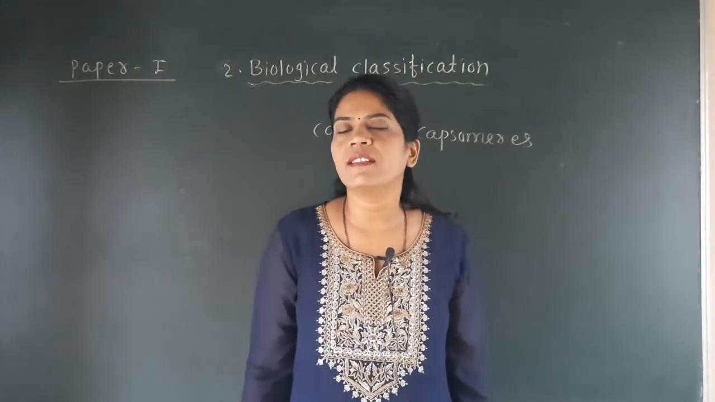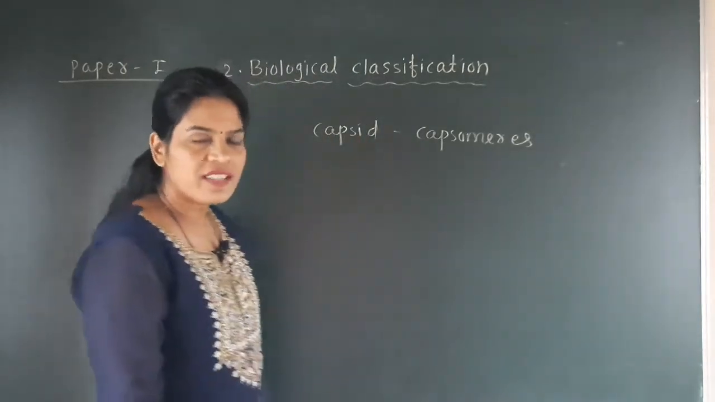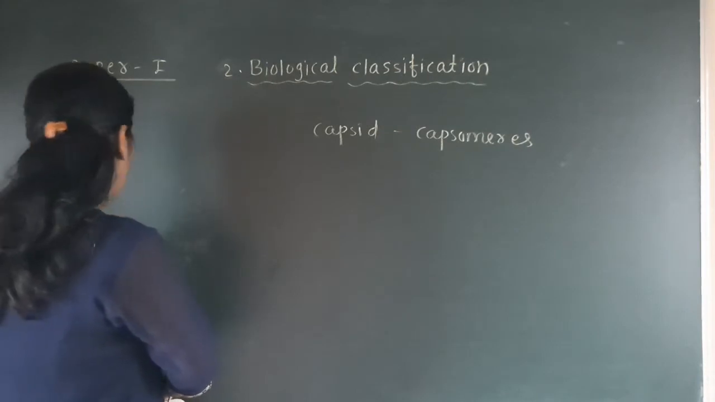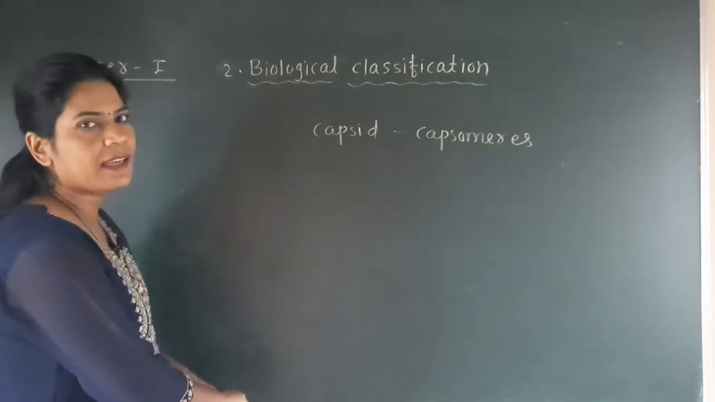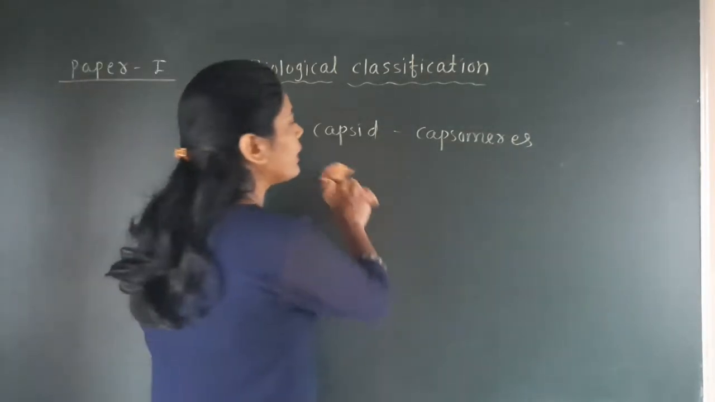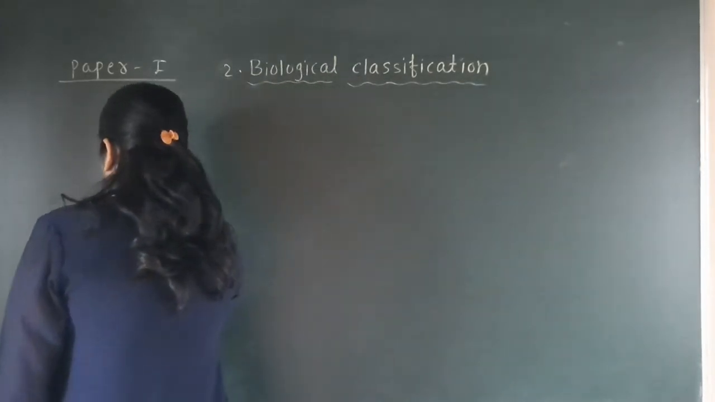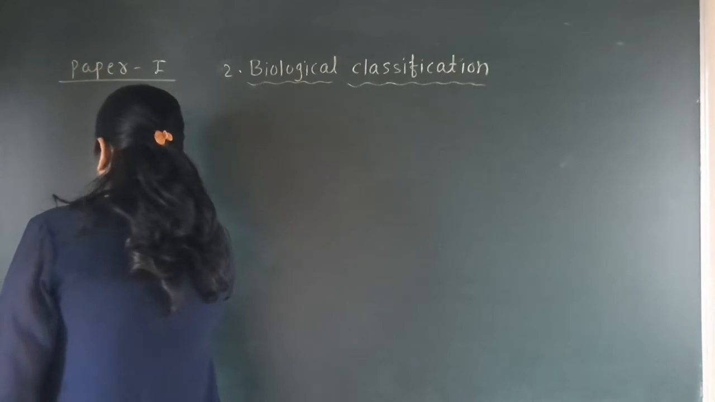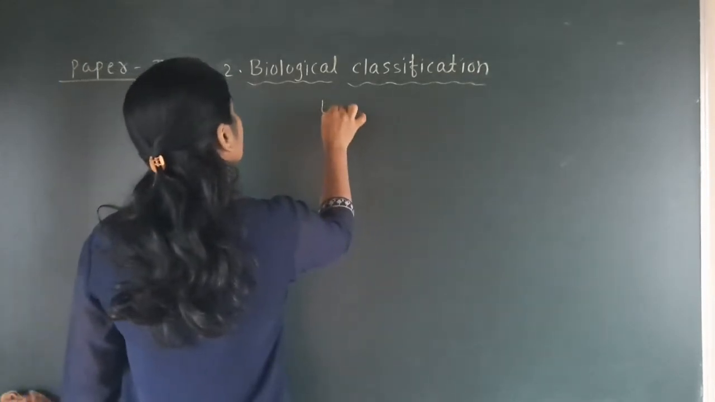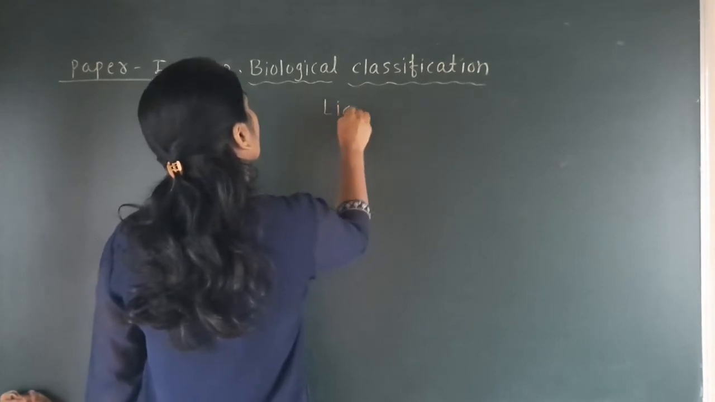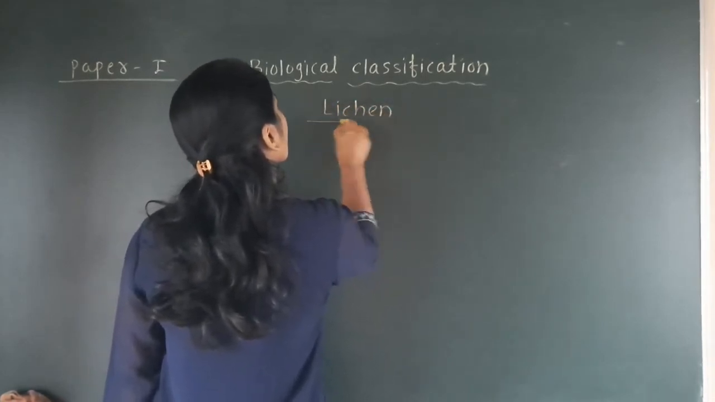And next to virus, the next point that we are going to discuss now is the lichen, which is also not included in Whittaker's Five Kingdom System classification. So the next point is lichen.